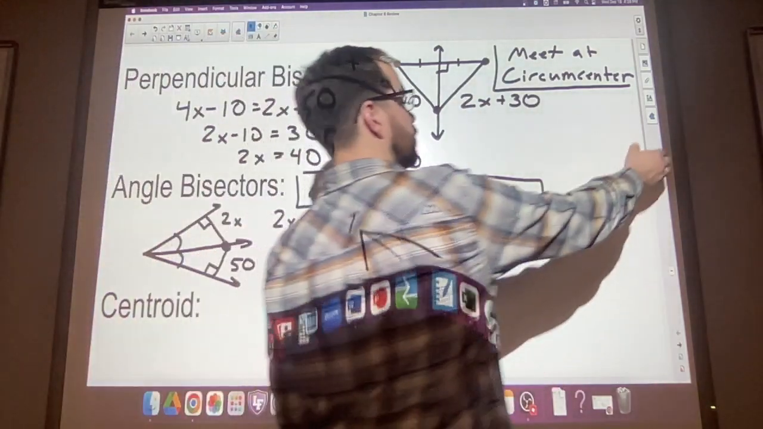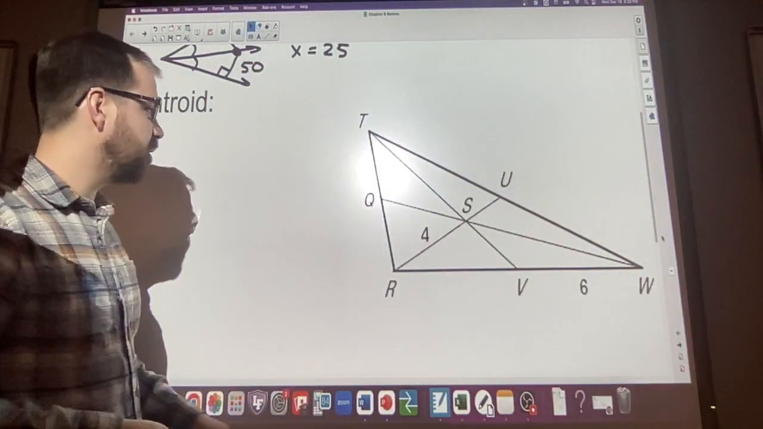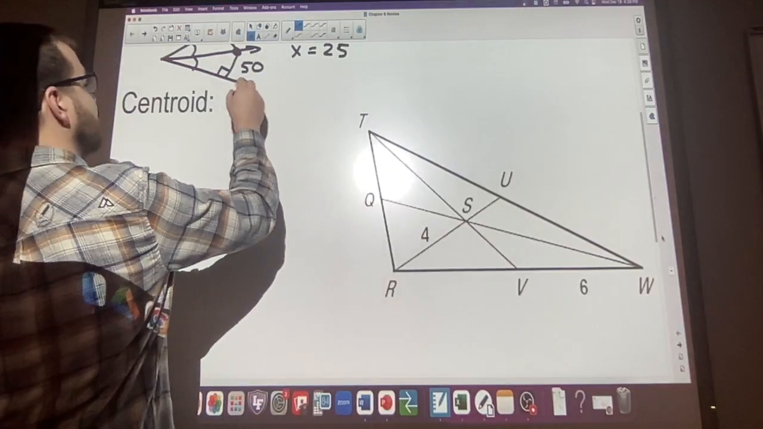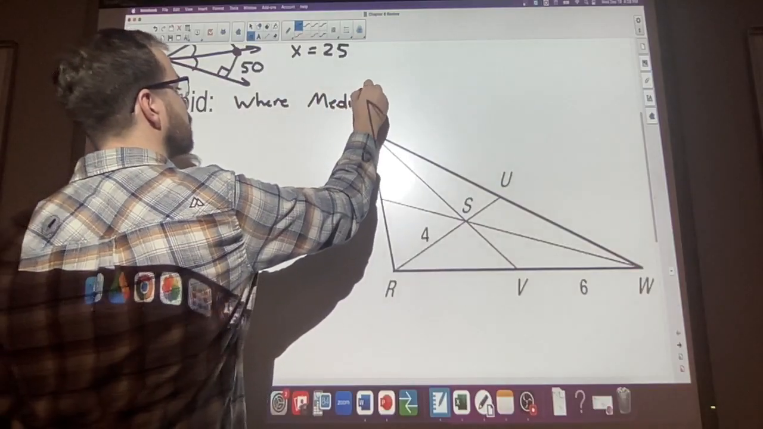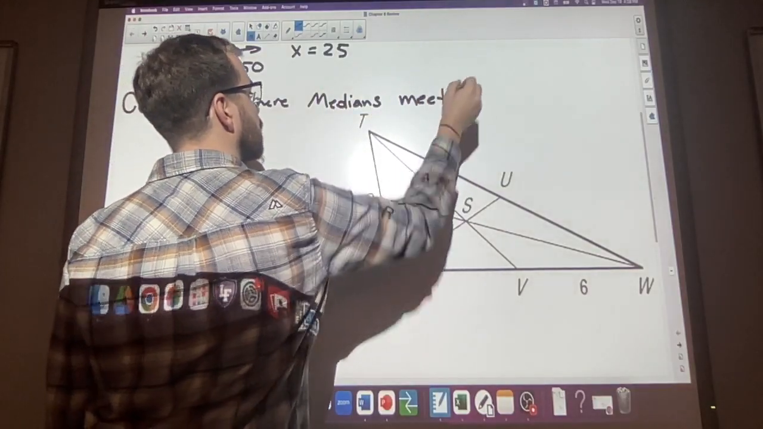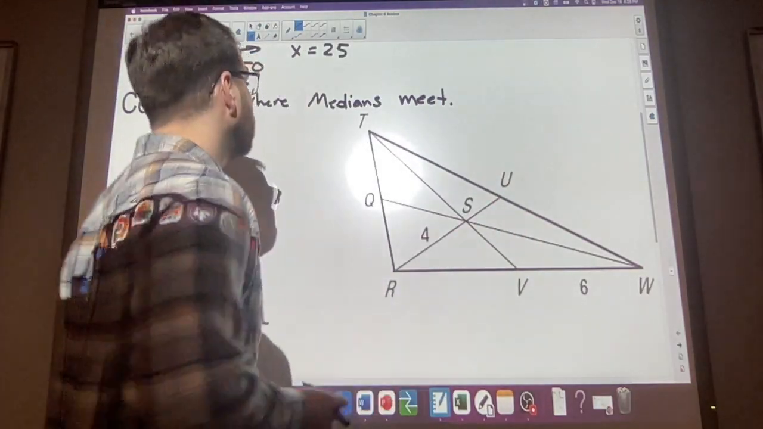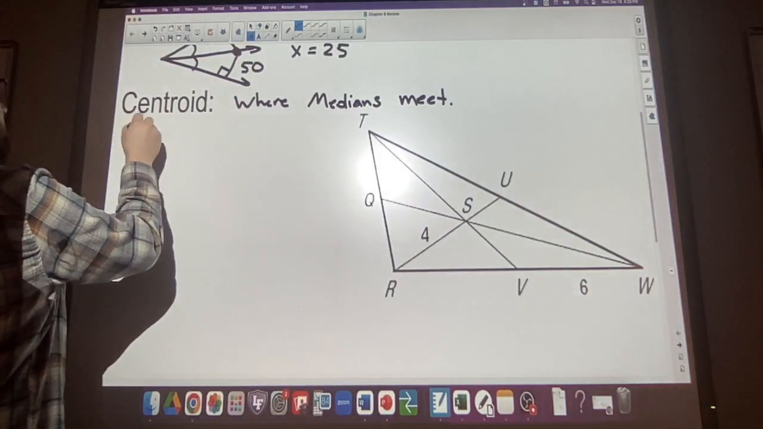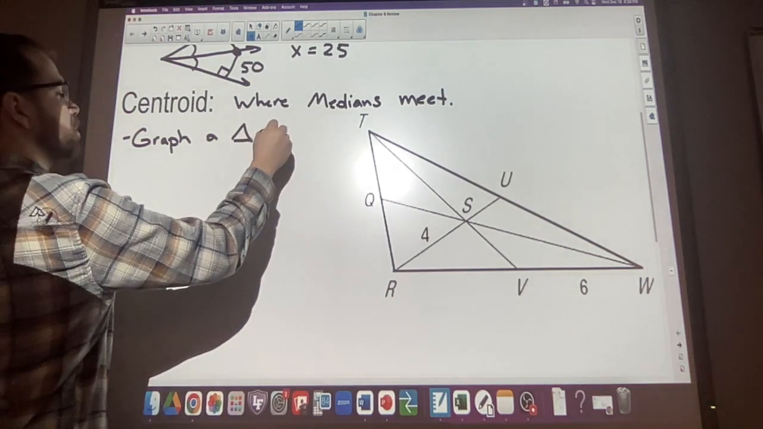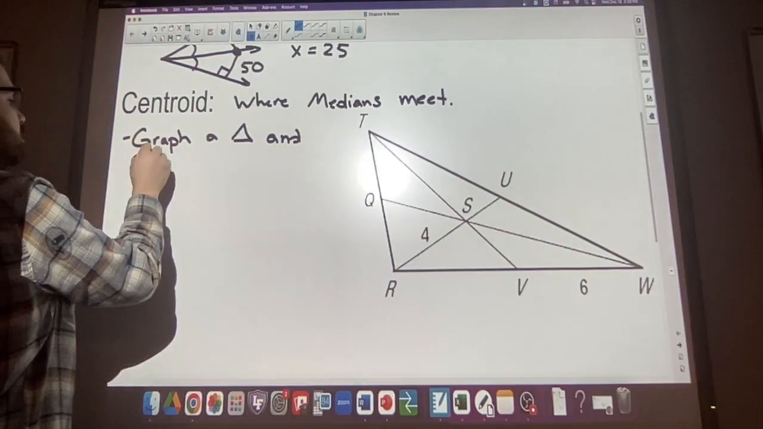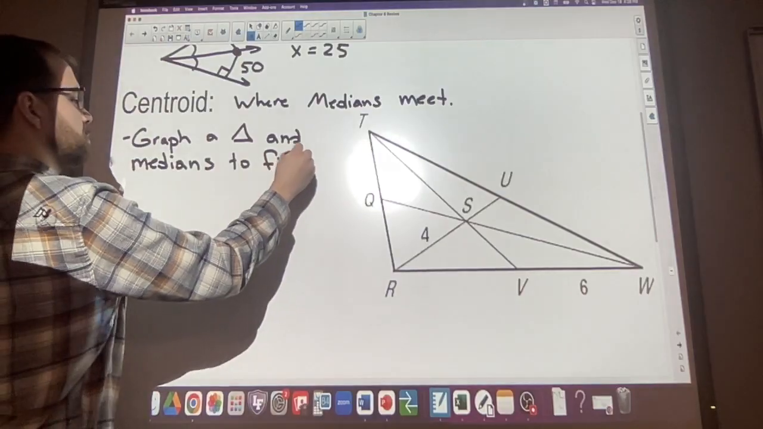All right, so for the centroid, there's kind of a lot going on here. For the centroid, you need to know that it's where the medians meet, all right? Meaning that you'll be asked to draw it on a graph, okay? So you're going to need to graph a triangle and the medians to find the centroid.